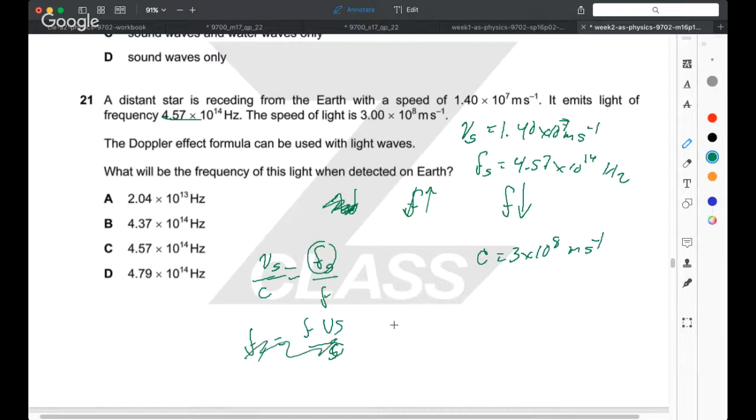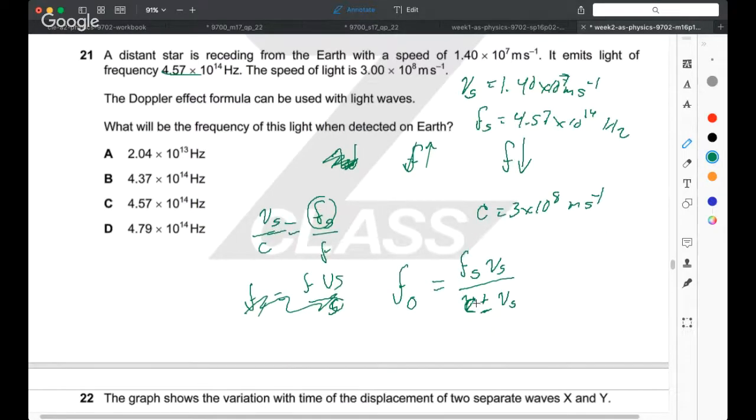Sorry. The question says that the frequency of the observer, so the people on Earth, will be equal to the frequency of the emission times the velocity of the medium plus or minus the velocity of the emission. So the velocity of the medium actually is c. That's the speed of light.